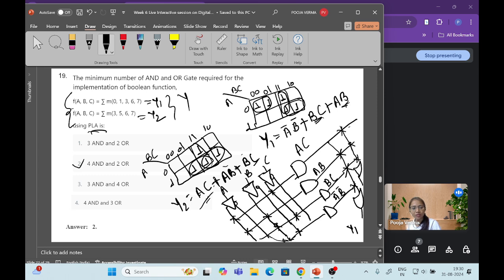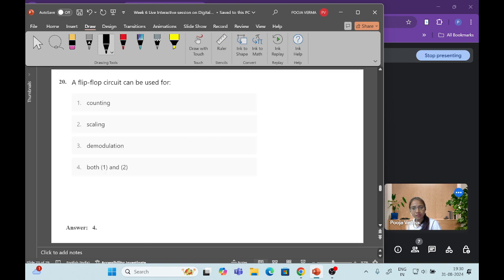So moving to the next question. Okay. So a flip-flop circuit can be used for counting, scaling, demodulation, or option 4 is both 1 and 2. So anyone of you want to answer this question?